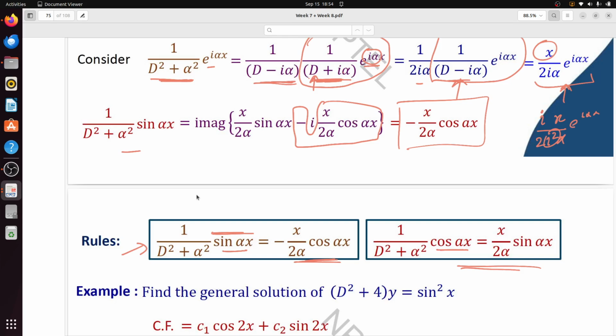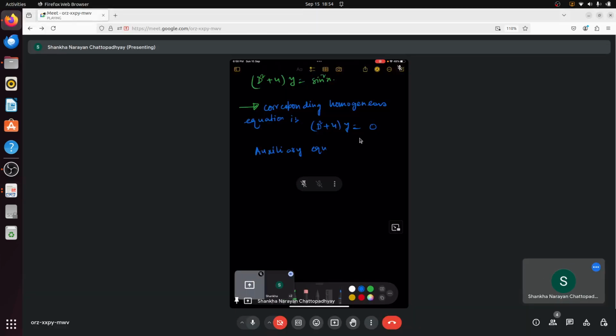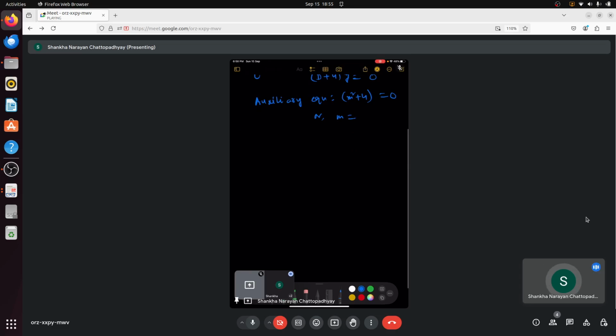Now, what will be your auxiliary equation? Your auxiliary equation will be m² + 4 = 0. If you solve, you will get m = ±2i. So you have complex roots, right? So what will be your solution? This will be your complementary function.